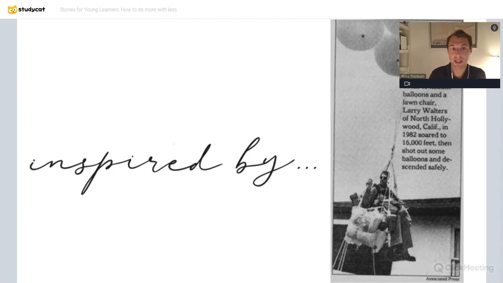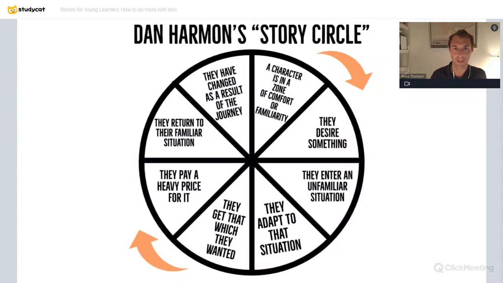Okay, so this story is actually inspired by a true story. I don't know if you've heard of this. A guy called Larry Walters. I read about this, I think, about 10 or 12 years ago. In the early 80s, he tied a bunch of balloons to a garden chair. He ended up something like 40,000 feet up, I think, above Los Angeles airport, and got into a lot of trouble for it. But that's what inspired this story.